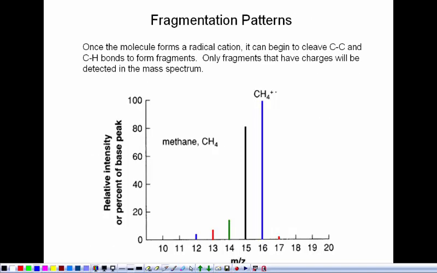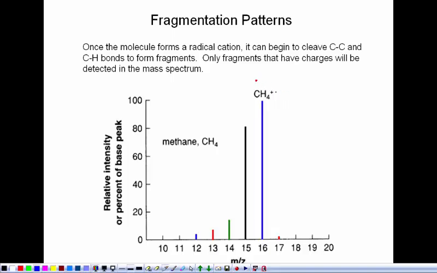Okay. So here's a mass spectrum, and what happens? Well, if you take this mass spectrum, here's one, the simplest one of methane, CH4. So when the methane molecule gets hit with the electrons, it forms the methane radical cation.